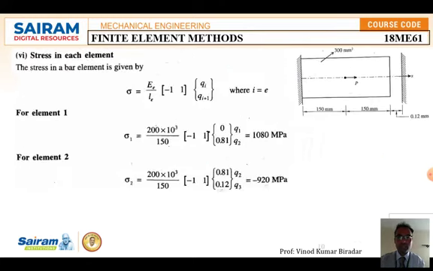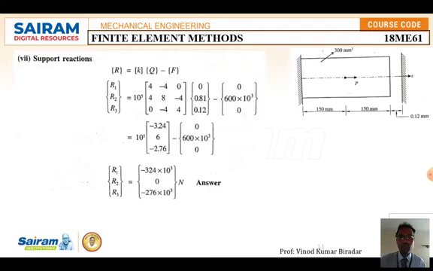Next, go for the stress in each element. Stress is equal to E by L_e times [-1 1] times {U1, U2} or {Q1, Q2}. For the first element, we know the Young's modulus and the length, so substitute and you are going to get the stress for the first element equal to 1080 megapascal or Newton per mm square. Similarly for the second element, just replace with E2 and L2, substitute the values. So here nodes 2 and 3, you are going to get minus 920 megapascal, that is Newton per mm square, stress in each element.